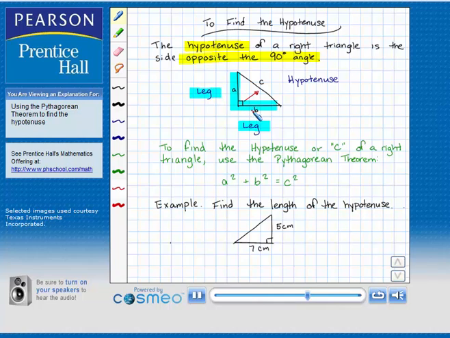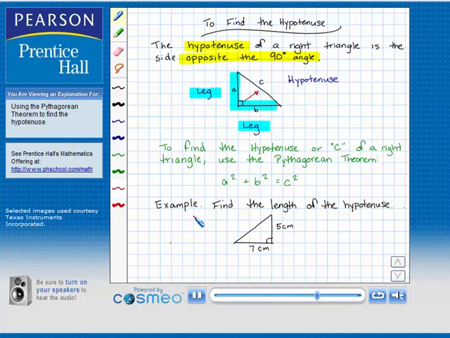Now that we understand what makes up our right triangle, let's talk about how to find the hypotenuse. To find the hypotenuse, or side C, of a right triangle, use the Pythagorean theorem. The Pythagorean theorem tells us that a squared plus b squared equals c squared. If you remember, a and b are our legs, and c is the hypotenuse. Using this formula, we can find the length of our hypotenuse when given the length of our two legs.